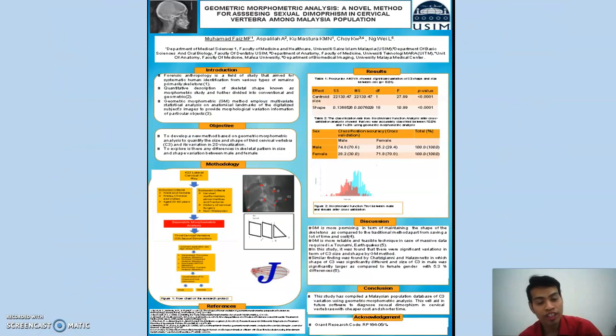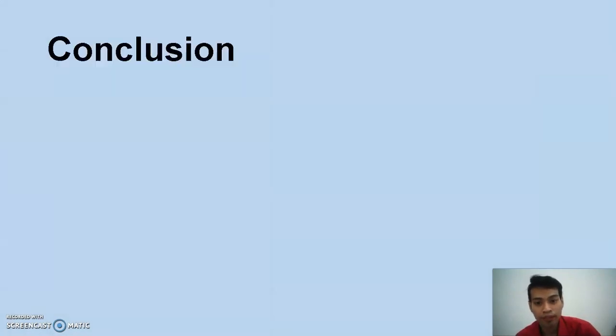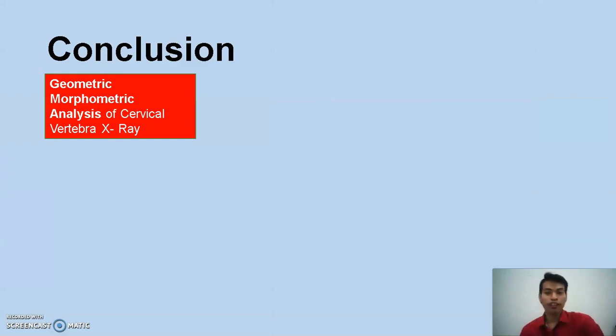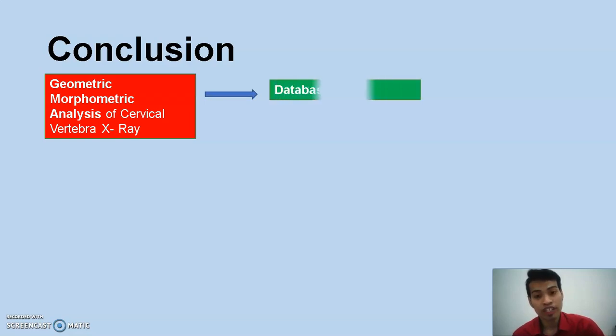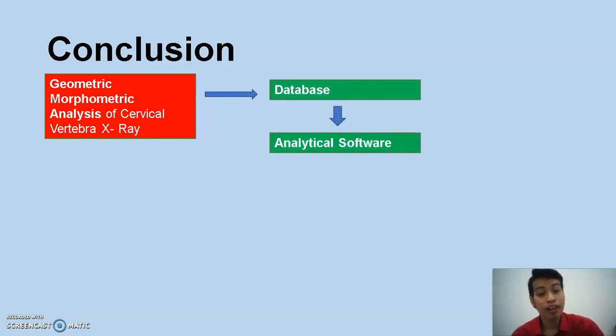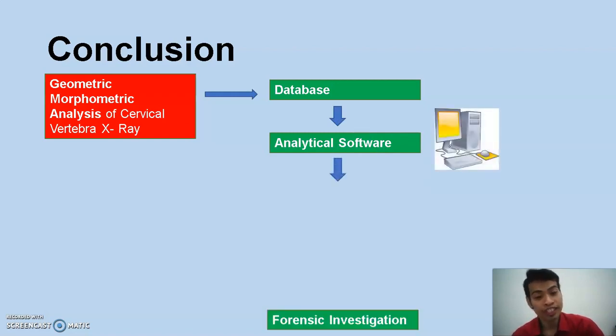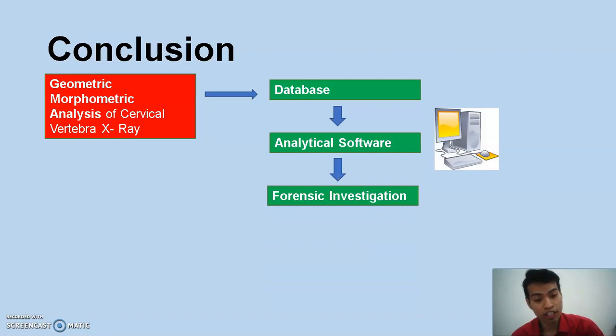Finally, we reach our conclusions to wrap everything up. Geometric morphometric analysis of cervical vertebra is a new method, a new innovation conducted on a selected database by a few analytical software such as MorphoJ to aid or facilitate the forensic investigation process.